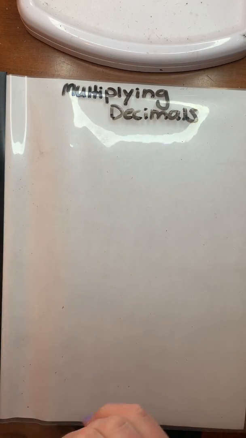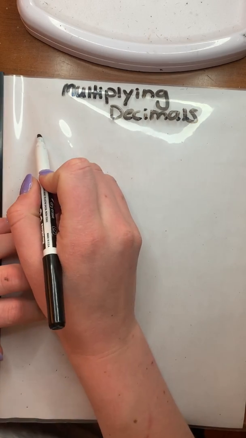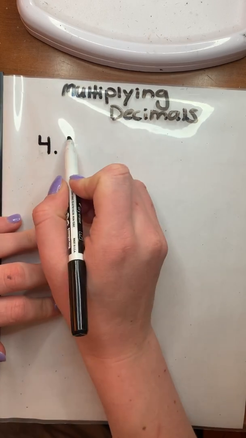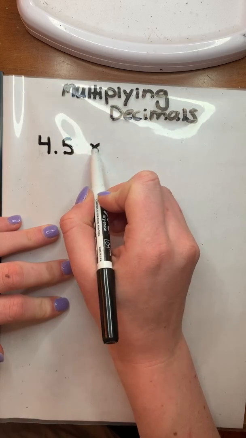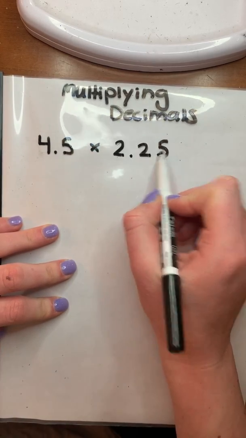In this video, we're going to be going over multiplying tenths by hundredths. So our problem is going to be 4 and 5 tenths multiplied by 2 and 25 hundredths.